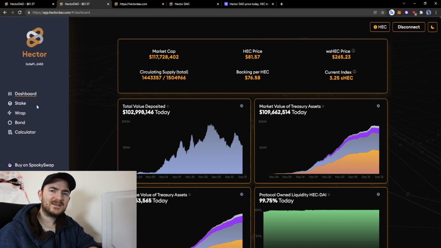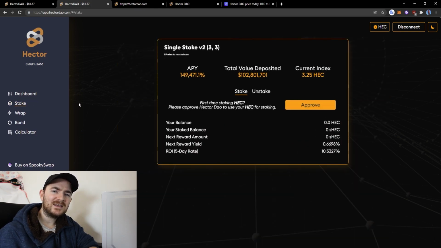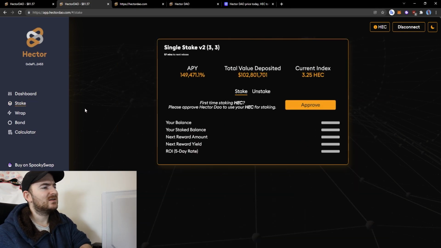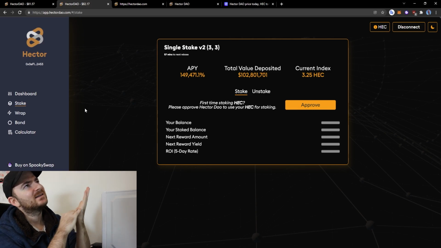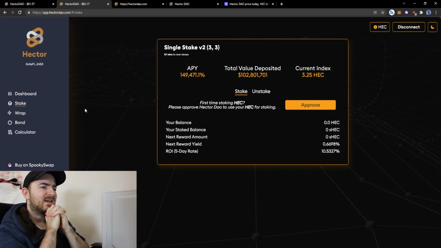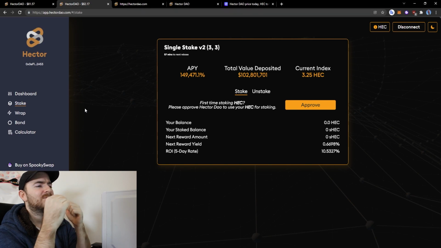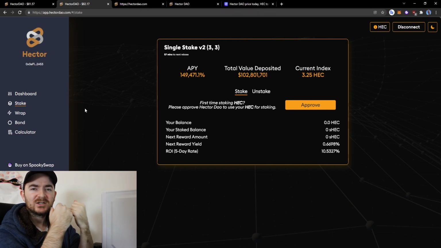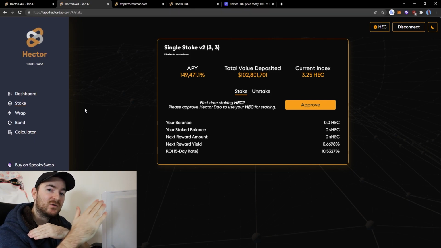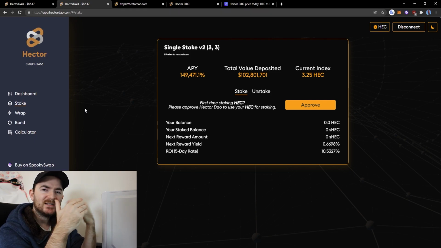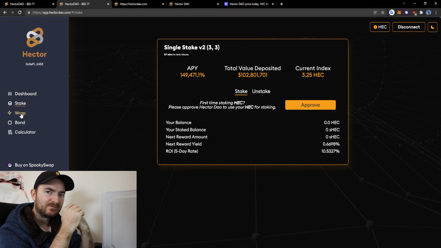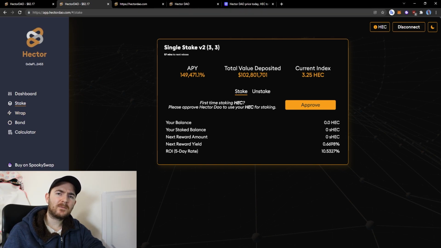One of the first things that Hector DAO offers is staking. So what is staking? Staking is an integral part of the Hector DAO. Investors will stake their HEC, locking it into the ecosystem and receiving compounding rewards in staked HEC, which is actually exchangeable to the HEC token at a 1-to-1 ratio. These are generated by the bond sales. Staking allows you to earn passive HEC income by auto-compounding.